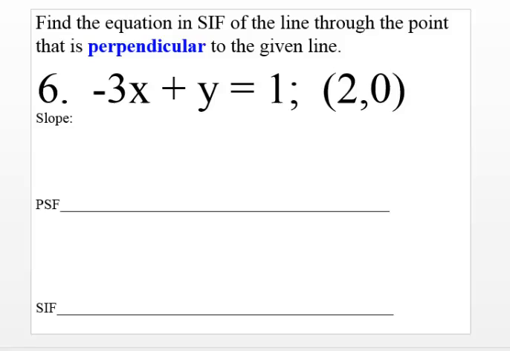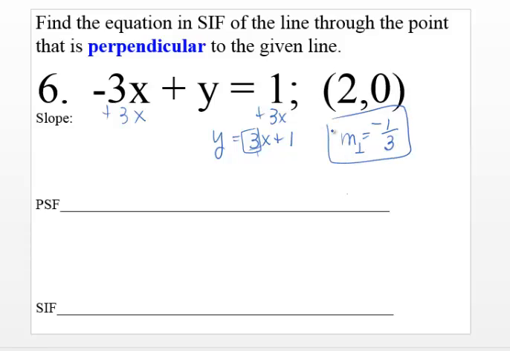On this next one, I have to solve for y first, so I'll add 3x to both sides. Y equals 3x plus 1. So the slope of this given line is 3. The slope of the line perpendicular is the reciprocal of that, so I've got to reciprocate it, which would be 1/3. This was positive, now it's negative. So I'm going to be using the slope negative 1/3 and 2, 0 as my ordered pair. So I'd get y minus 0 equals negative 1/3 times x minus 2. That's point slope form.